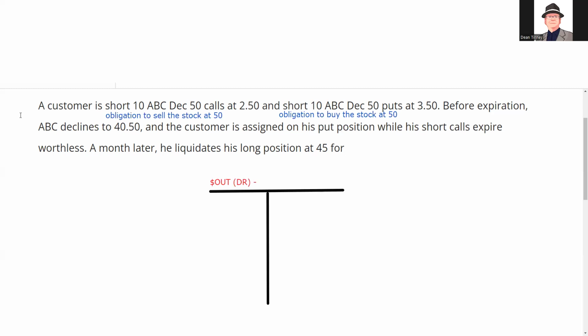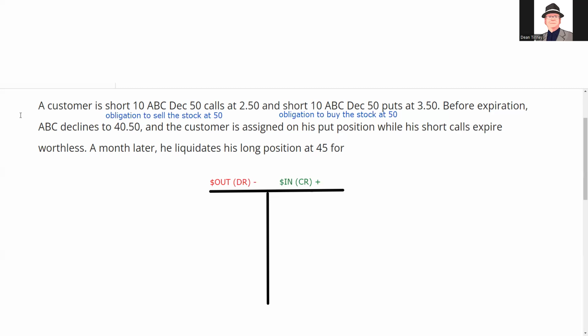Fire up the T. Dollars out versus dollars in. I always like to deal with things on a per share basis, and then when I'm done, remind myself there's 10 of them. That's helpful because break evens are expressed per share. And so here at the end, we'll just remind ourselves we have 10 contracts.